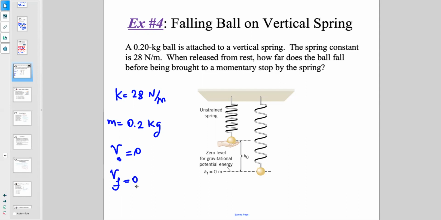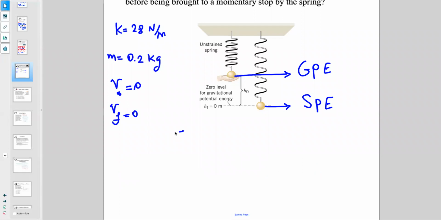So at this point you have gravitational potential energy, and then you have spring potential energy. Since we do not have any air resistance or any non-conservative forces, the total mechanical energy at point I should equal the total mechanical energy at point F. So KI plus UI is KF plus UF.